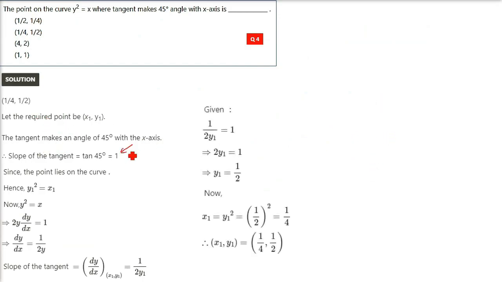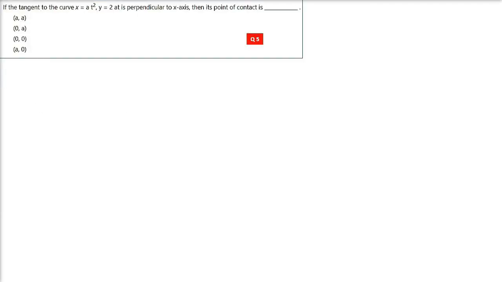Now let me show you the reference, because this is how you are going to write it, because as I have told multiple times, writing is important. If the tangent to the curve x equals at square, y equals 2at is perpendicular to the x-axis, then its point of contact is. So the point of contact means what? You have to find out the coordinates x and y.